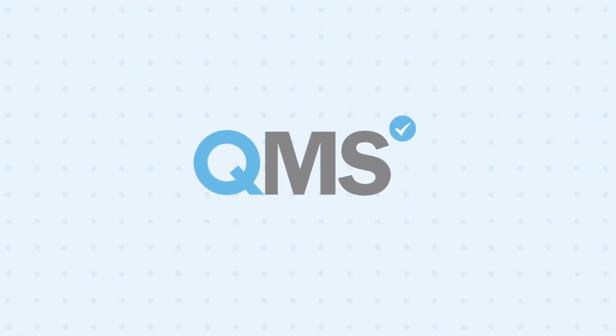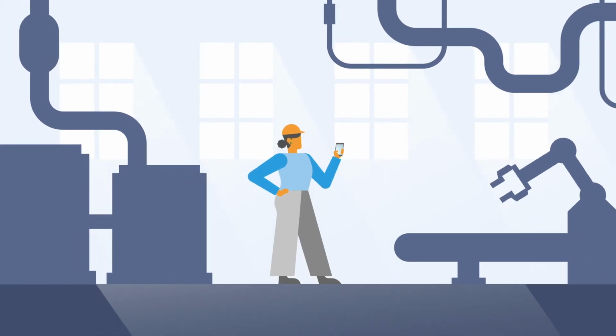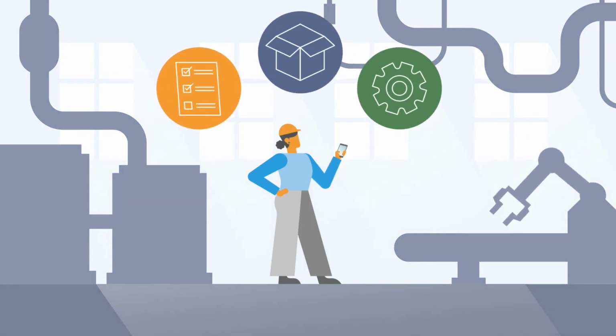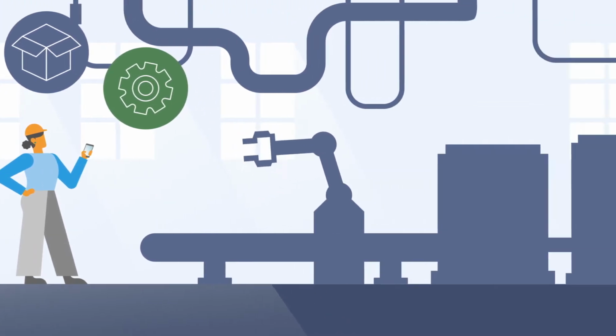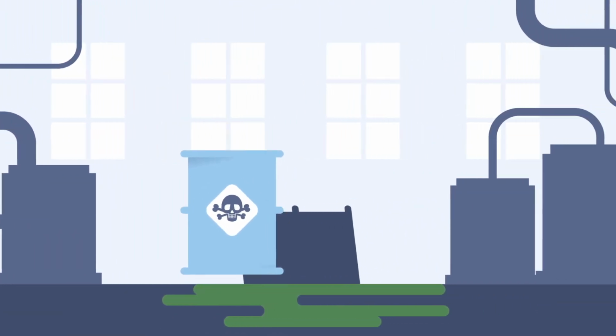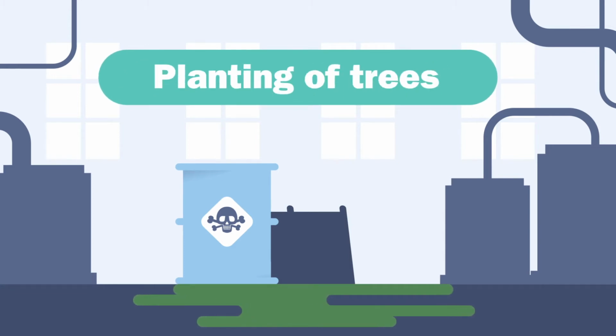During this video, you will learn what environmental aspects are and how to identify them. An environmental aspect is an element of an organization's activities, products, or services that has or may have an impact on the environment. This could be positive or negative. Contaminated spills and the planting of trees are both examples of environmental aspects.